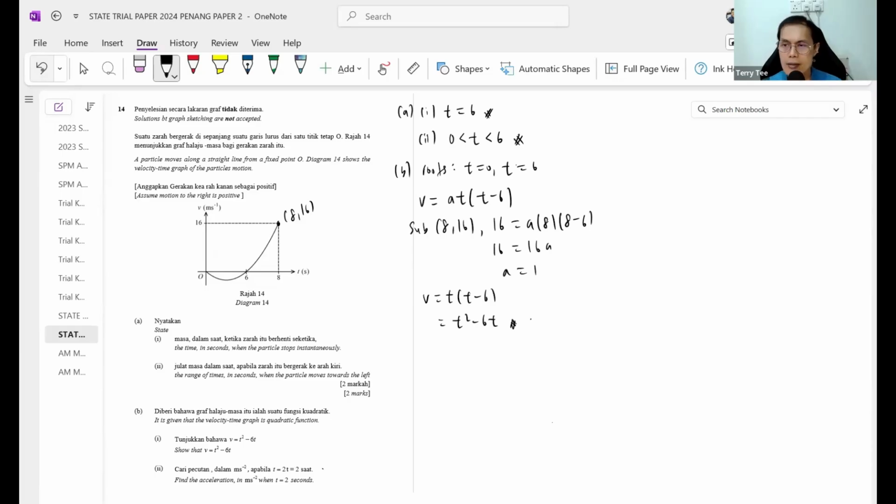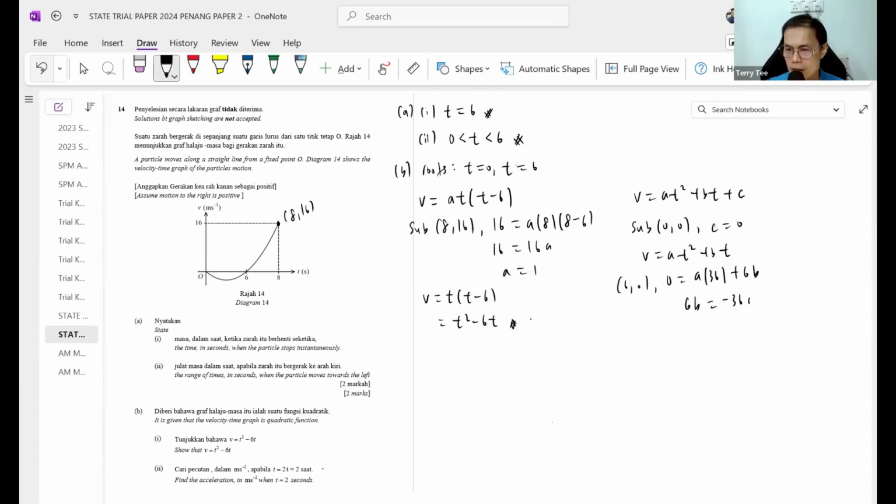Okay, there are several alternatives to this. Some people may say, can I use at squared plus bt plus c? You can, but you need to sub in a lot of points. For example, sub the first point 0, 0: v is 0, t is 0, so c has to be 0. Then your velocity is at squared plus bt. Then sub in another point, 6, 0: v is 0, t is 6, so 0 equals 36a plus 6b, and you can make b the subject. 6b is negative 36a, so b is minus 6a. Sorry, I did that a bit fast. I'm just telling you that you can use this, but I wouldn't because it's long.